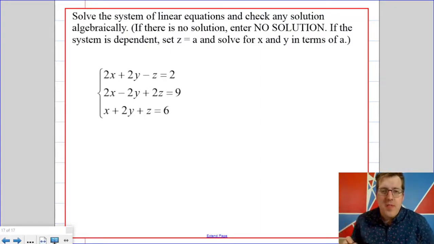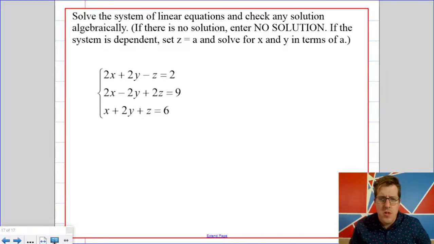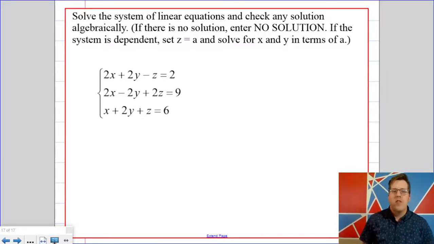All right, solve the system of linear equations and check any solution algebraically. If there is no solution, enter no solution. If the system is dependent, so that would mean if there are infinitely many solutions, set z equal to a, and then give x and y in terms of that.